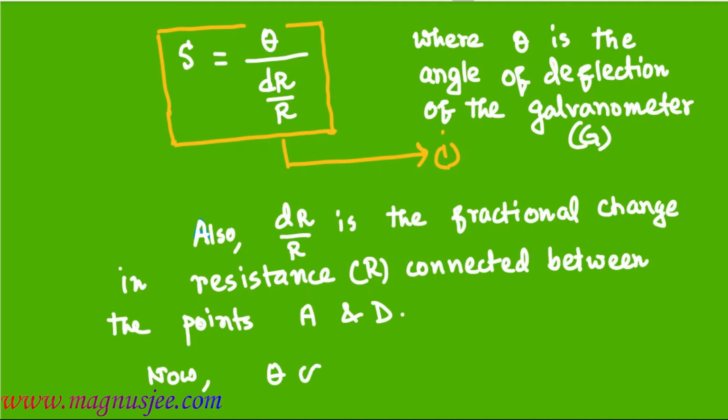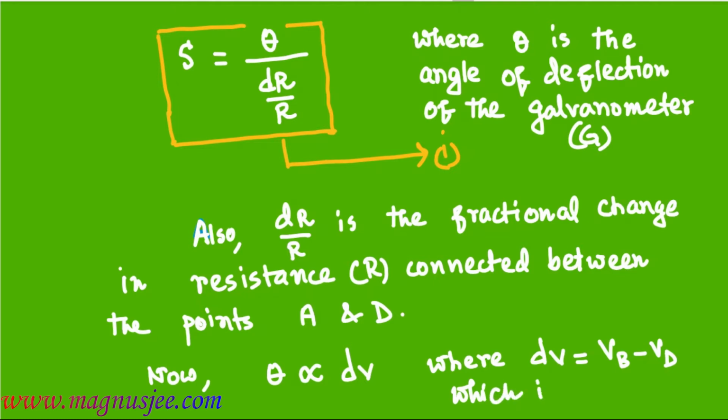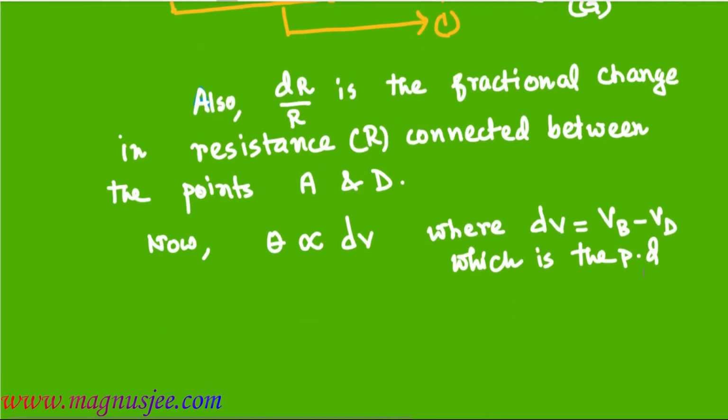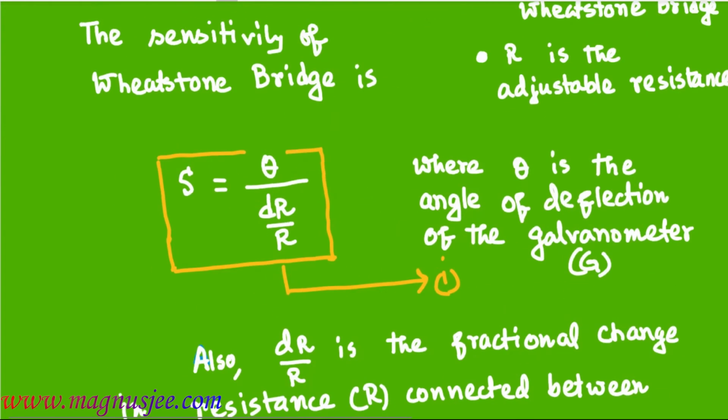Now, angle of deflection produced in the galvanometer is directly proportional to change in difference in voltage between the 2 points B and D. So dV equal to VB minus VD, which is the potential difference between the 2 points B and D. That means the potential difference between the two ends of the galvanometer. Greater the potential drop or potential difference between the two ends of galvanometer, greater will be the deflection. PD between the 2 points B and D.